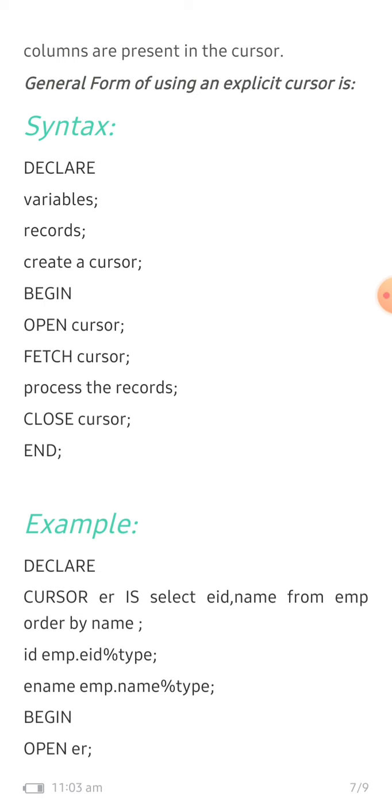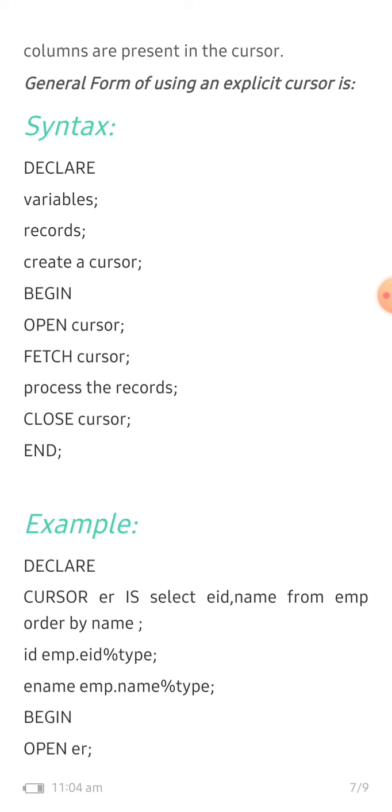Now, the general form of using an explicit cursor is, syntax: declare variables, records, create a cursor. Now we use the begin keyword. Next, open cursor, fetch cursor, process the records, and close cursor. And the last section is end.